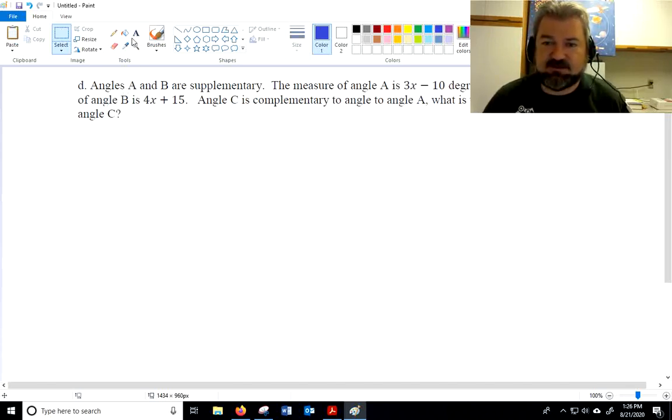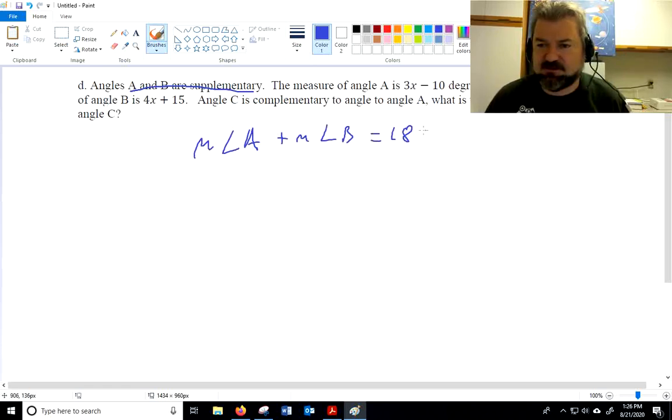All right, so A and B is what we were given information about, right? And they're supplementary. What does that mean? That means that the measure of angle A plus the measure of angle B is equal to 180. Look at me using proper geometry notation. All right, so A is 3x minus 10 degrees. Angle B is 4x plus 15. That is a 15, by the way.